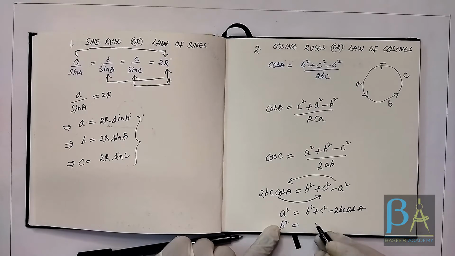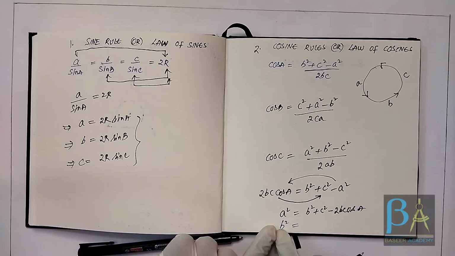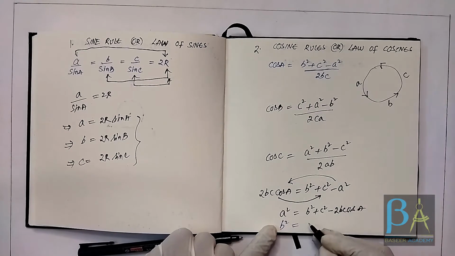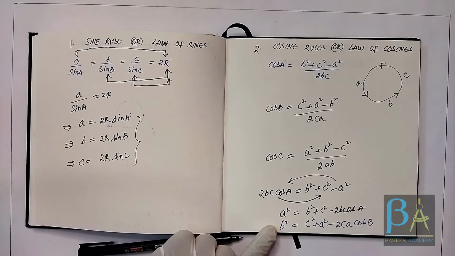B square would be obviously, see, A square, when you wrote A square, you wrote the next two terms, B and C. BC followed by the cos of angle A. Now, B square is ideally going to be, after B, what do I see here? C and A. So C square plus A square minus 2CA, and then obviously I have B here, so I'm going to write angle B here.